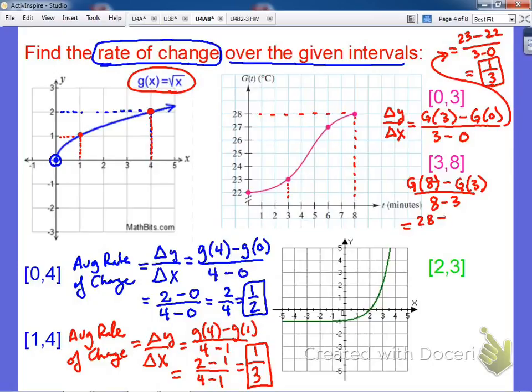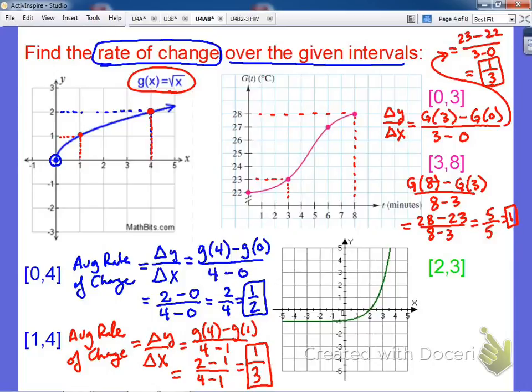28 minus, what is the y value when x is 3? 23, all over 8 minus 3. So we simplify this. On the top we get 5, and on the bottom we get 5, and so that is 1, right? So the average rate of change is 1.